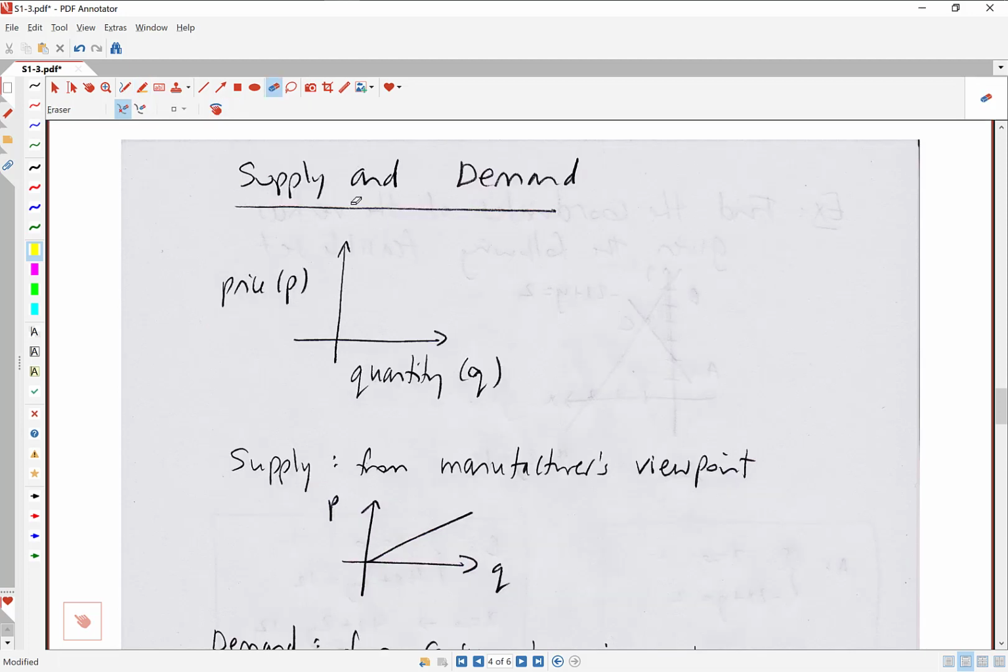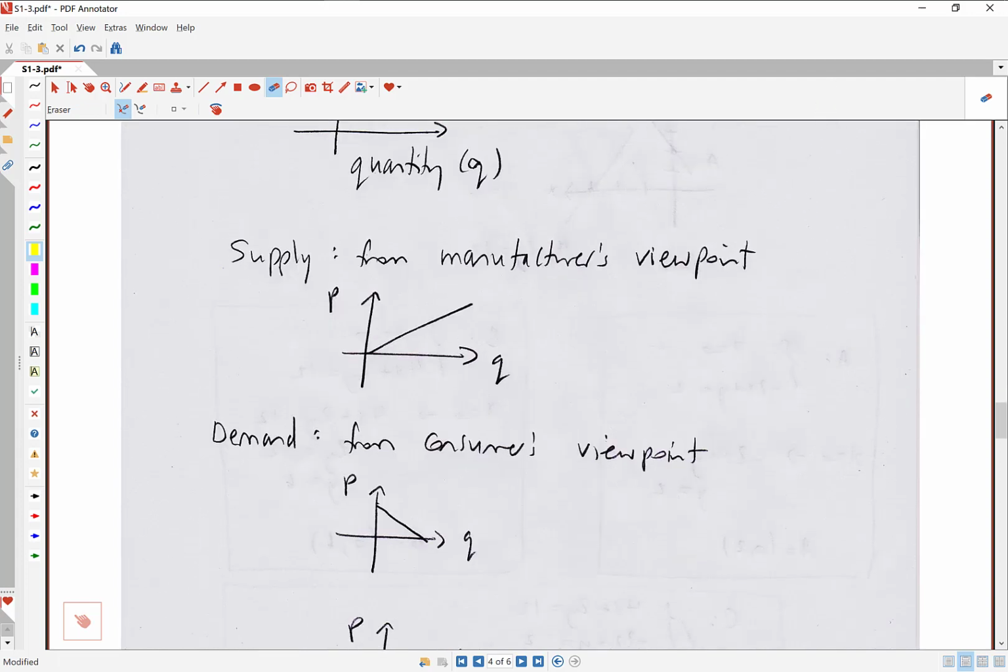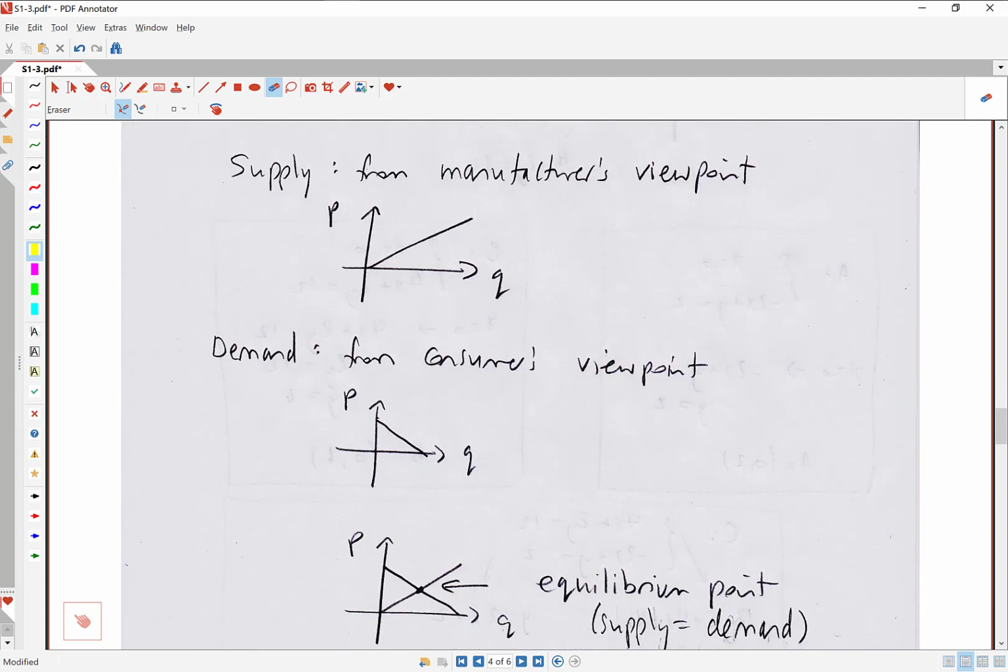So when we talk about supply and demand, we're really thinking about things from first the manufacturer's point of view, that's supply, and then demand from the consumer's point of view. So let's look at supply first. Thinking about things from the manufacturer's point of view. So imagine we're the ones producing these cans of Coke.